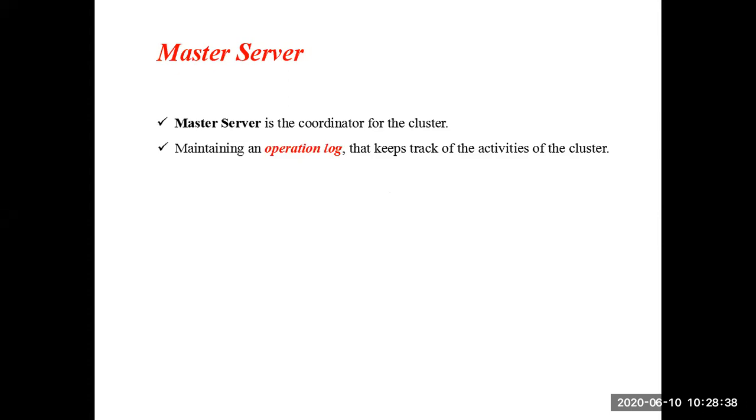That means how many chunk servers are there in this cluster. In each chunk server, which files we have stored, whose files we have stored in our chunk servers, who those clients are, at what time we have stored them, what is the size of these files, and where they have been stored. What operation has been performed on those chunks, all the information about whatever activities are going on in that cluster will be recorded in this operation log.